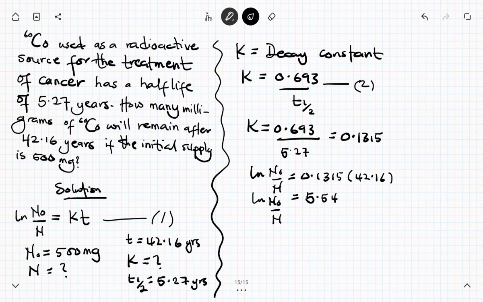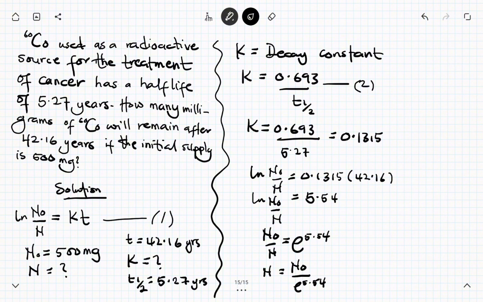Alright, so right now what we want to do is to get rid of the ln. Now if we take the anti-ln, we are going to have N naught over N equal to e exponent 5.54. So what you want to do now is to make the capital N the subject, and if you do that, that is going to give you N naught divided by e exponent 5.54.